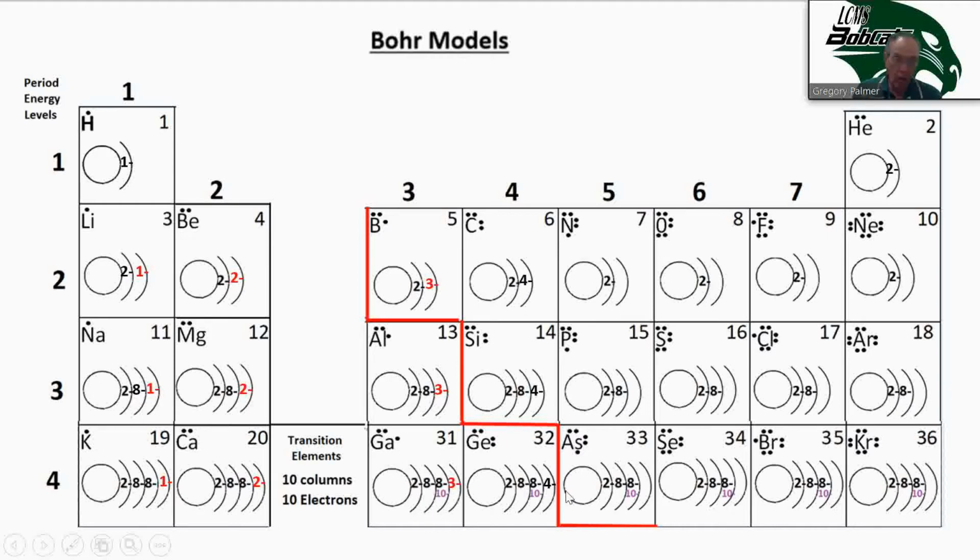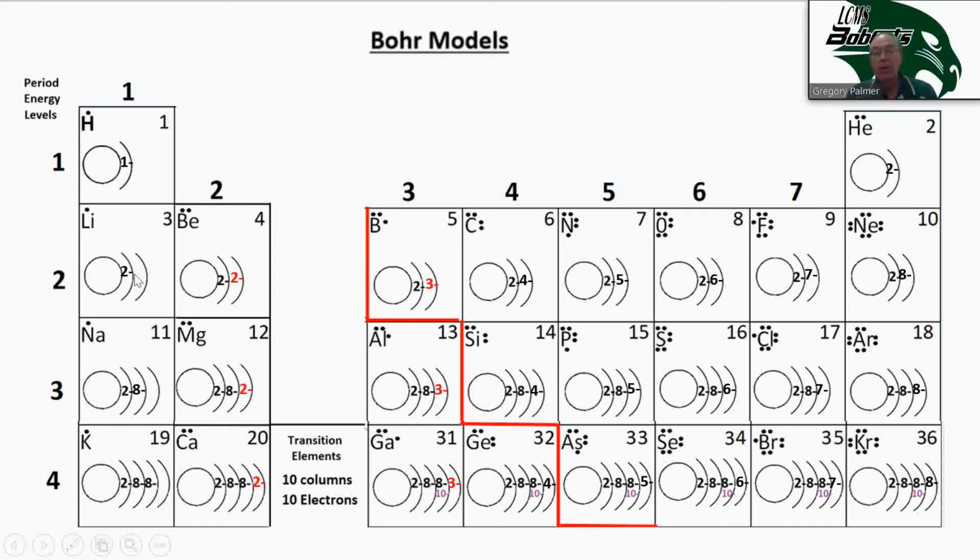Elements in family 4 all have 4 valence electrons. Family 5 are all 5. All the elements in family 6 have 6 valence electrons. All the elements in family 7 have 7. All the elements in family 8 have 8. These elements over here would have full outer energy levels if they could get rid of the valence electrons that I put in red. These elements over here need to add some in. And remember, we're never losing or adding more than 3.